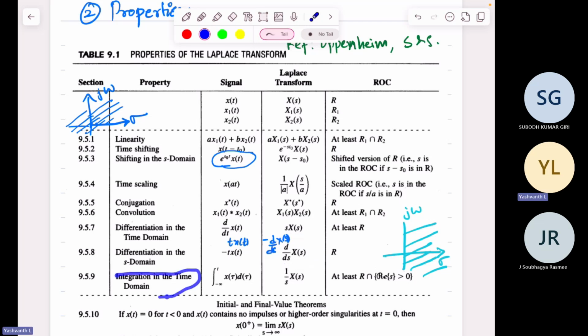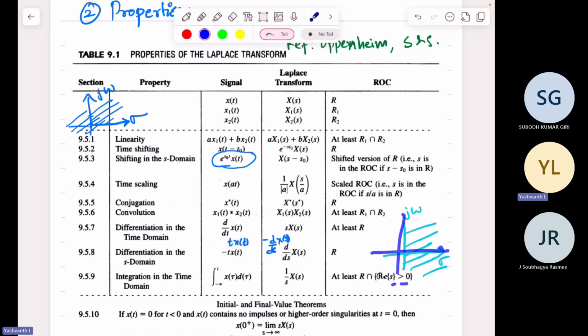Finally, integration in time domain. This property says that if x of t has a Laplace transform x of s, then the integral from minus infinity to t of x of tau d tau will have the Laplace transform 1 by s times x of s. Here, the ROC of the Laplace transform will be the ROC of x intersected with the plane covered by the positive values of real part of s. That is, real part of s is greater than 0.